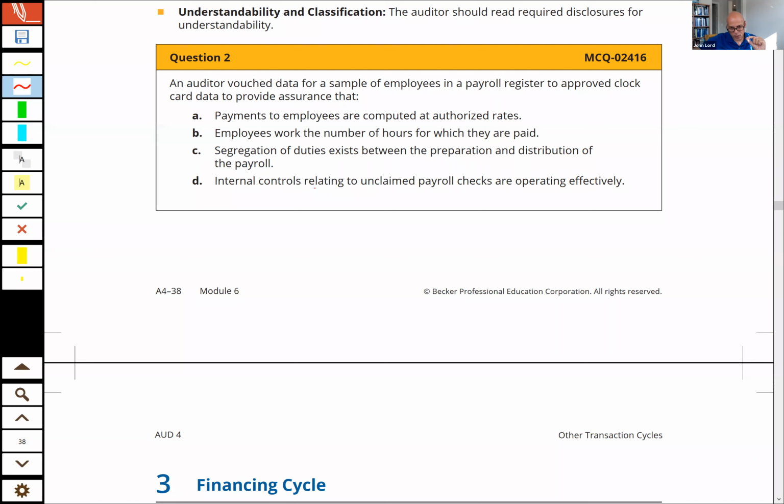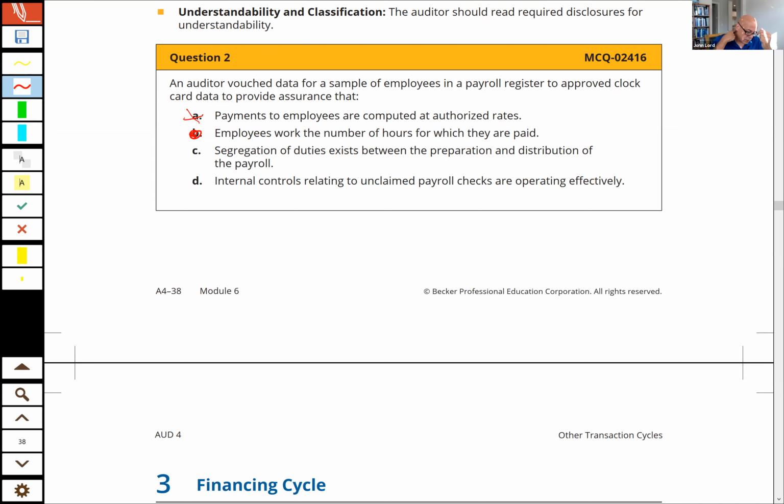So what piece of information in that payroll register would be validated by looking at the time clock? Punch, the time card date. Hours worked. Okay, it's going to tell me that what? That the employees worked the number of hours for which they were paid, right? Which mostly got that right. Will it tell me anything about the rates? No, time cards don't say, hey, I make so much per hour. Time card just says how many hours were worked, right?